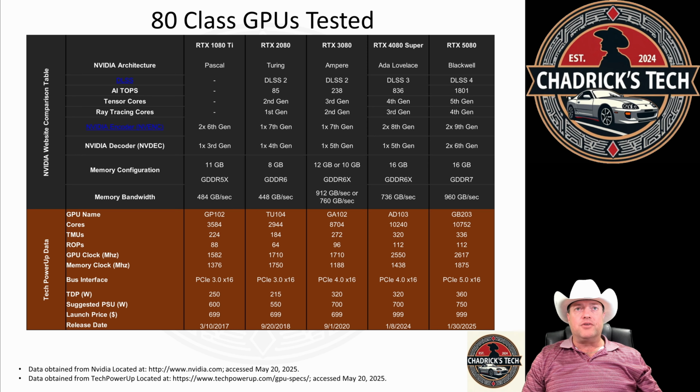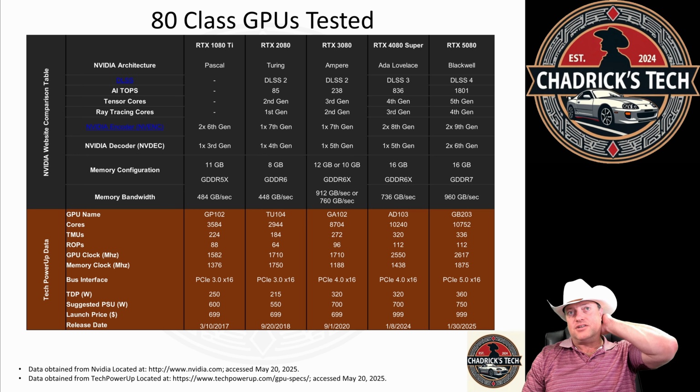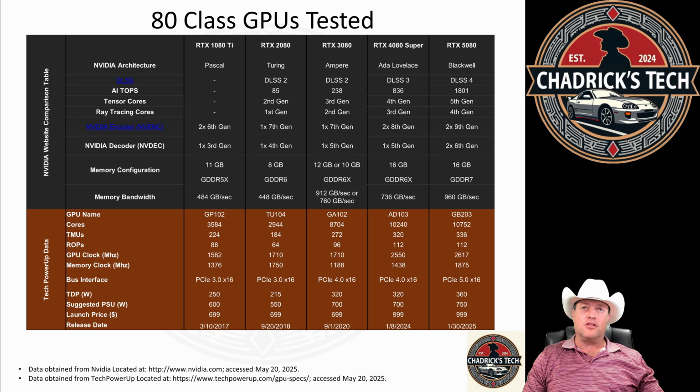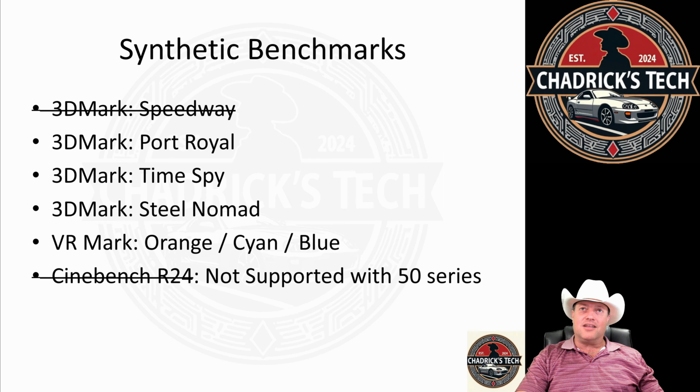Okay, so you've got your encoders, decoders listed, your memory bandwidth. Look down, TechPowerUp data is on the lower part of the chart, and it tells you what GPU die it is, and all the way from the number of cores, TMUs, ROPs, making sure that you got them all, and all the way even from the suggested power supply to the launch price and the release date, and that'll come in handy.